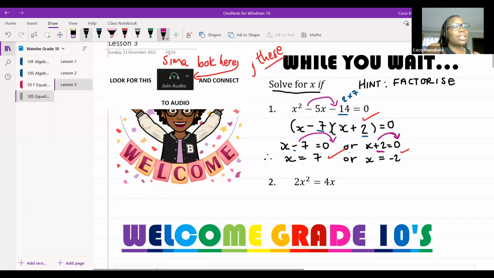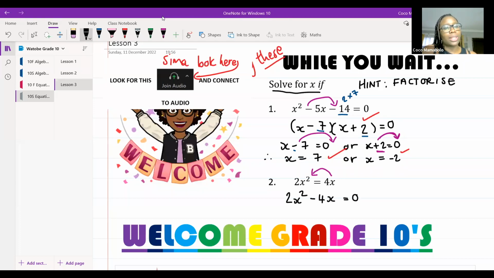Let's look at this one over here quickly, number 2. The first thing I'm going to do, guys, is because I'm using the zero product law, I want this 4x to come over to the other side. I'm going to go 2x squared minus 4x equal to 0.